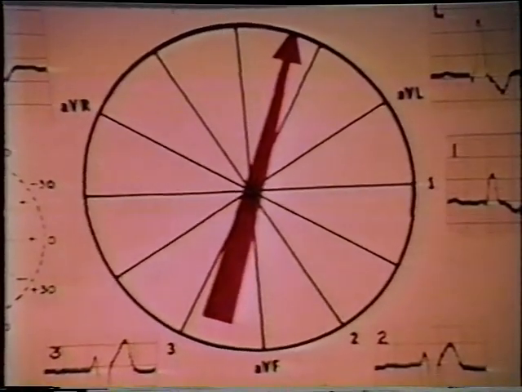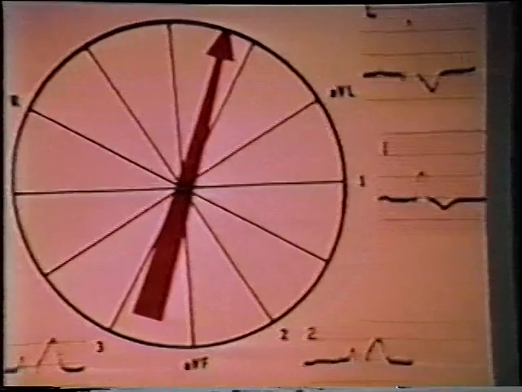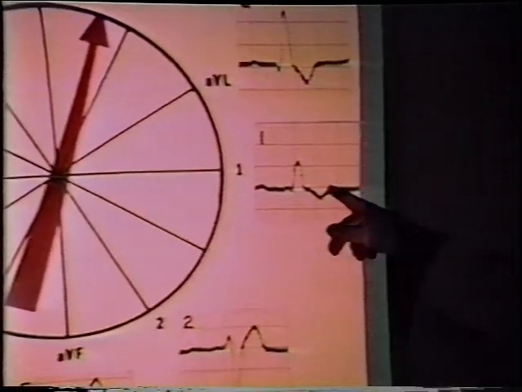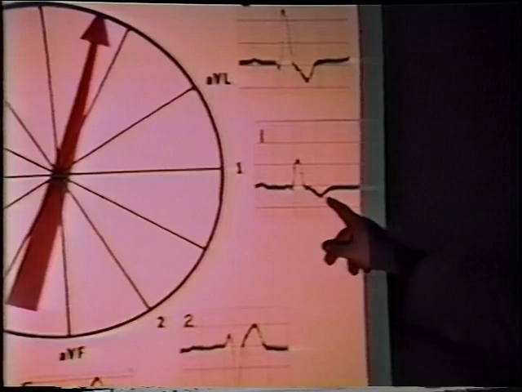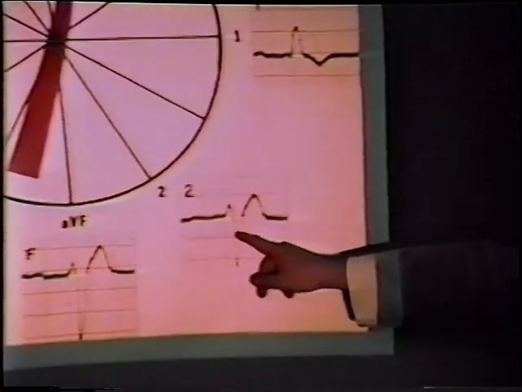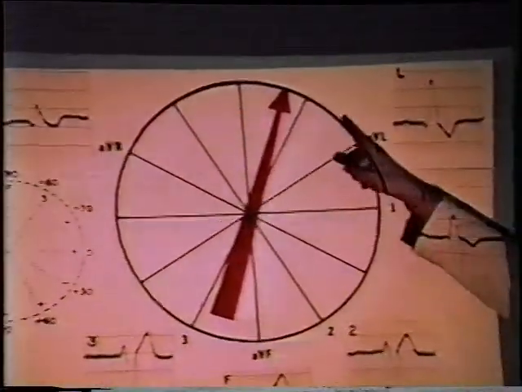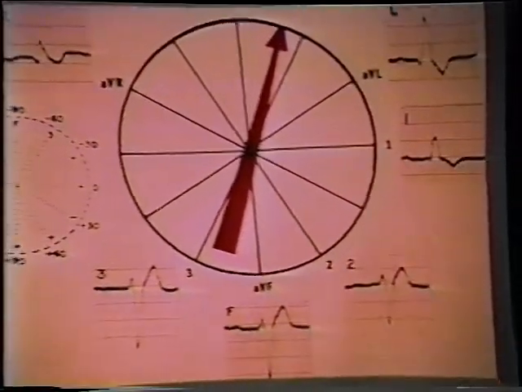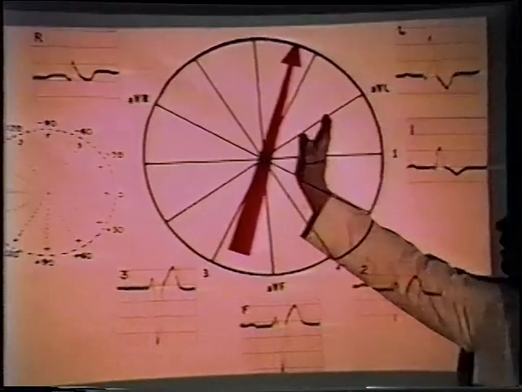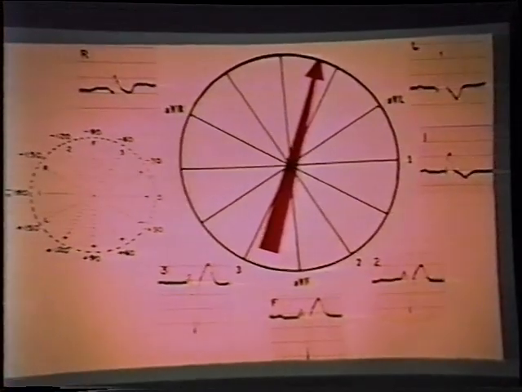Let's look at these again. Is it negative in lead 1? No, so therefore it's not a right axis. Is it negative in lead 2? Yes, it is. It must be a left axis. The left axis is very much left, you see? So the more negative it is, the more left it goes. See how simple that is? Who wants to plot them out anyway?